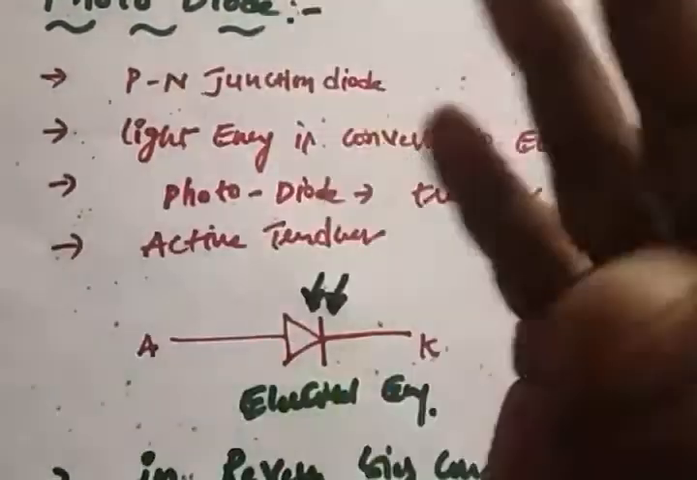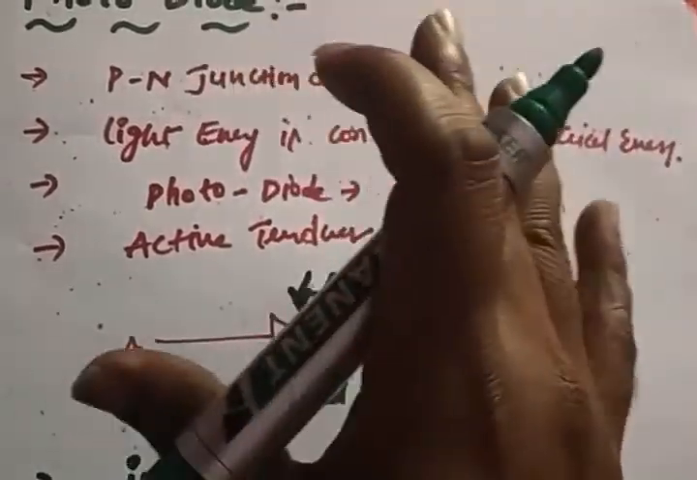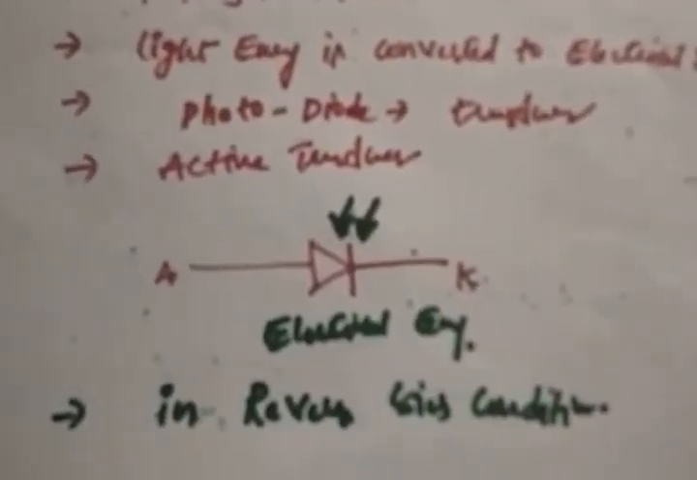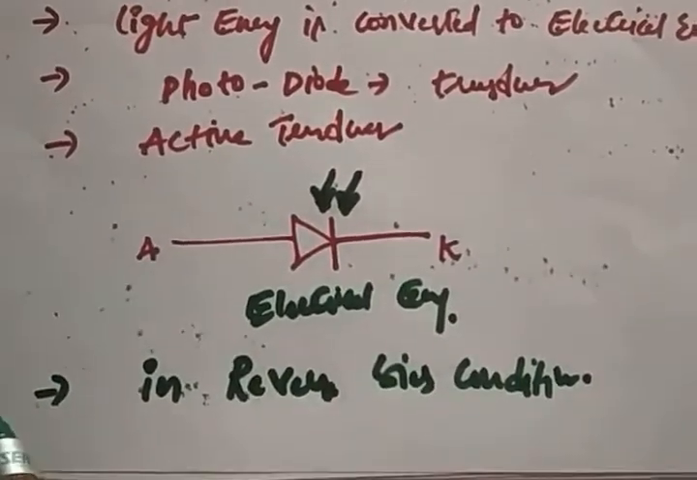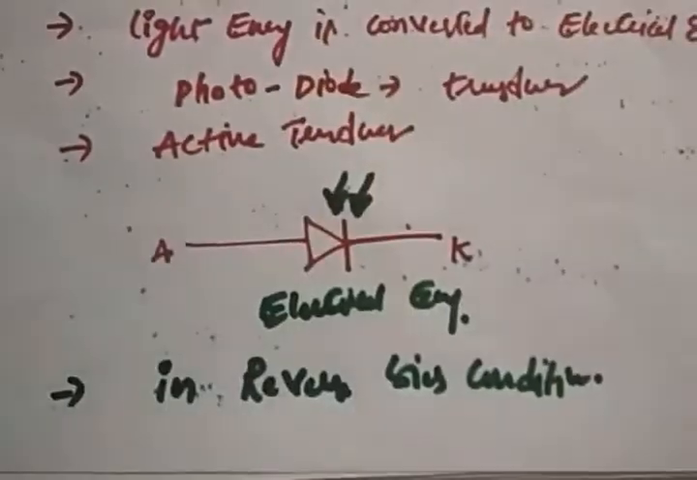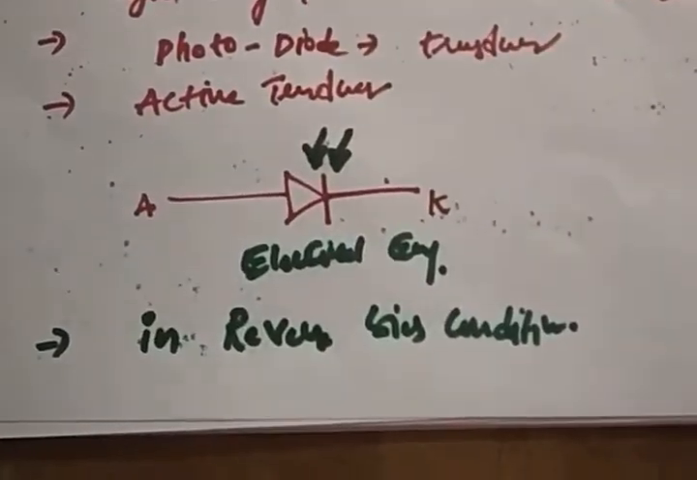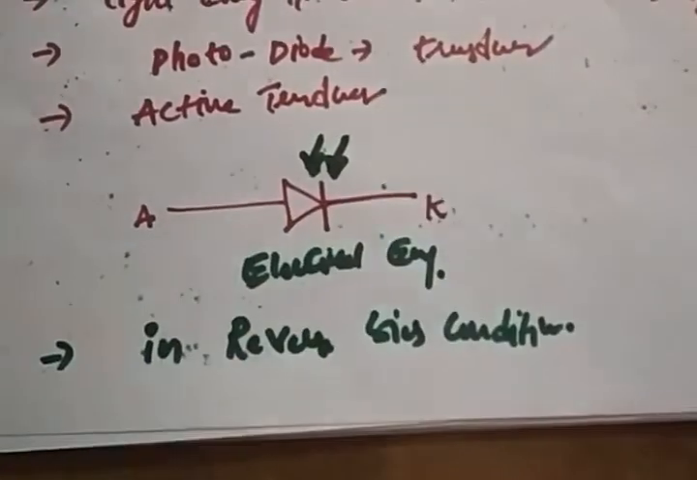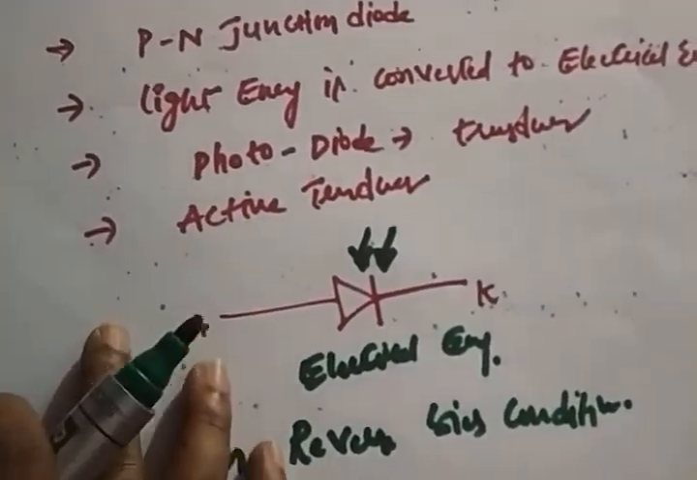So a photodiode is nothing but a p-n junction diode. The light energy is converted to electrical energy. It's like a transducer, where a non-electrical quantity, light energy, is converted to an electrical quantity. It's an active transducer because we don't have any external supply. The symbol consists of anode and cathode, and when light hits the diode, electrical energy is generated. This photodiode works on the condition of a reverse biased p-n junction diode. We will see the construction and how it works.